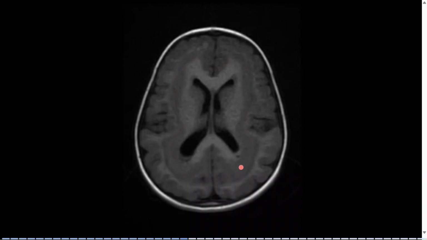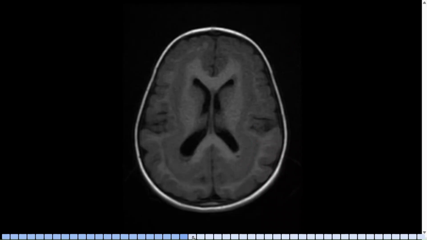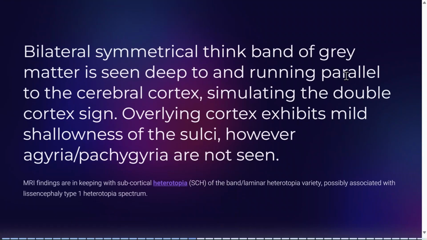So this is a bilateral symmetrical thick band of gray matter, deep to and running parallel to the cortex, simulating the double cortex sign. Overlying cortex exhibits mild shallowness, however, agyria or pachygyria is not visible. So this is called subcortical band heterotopia. What is subcortical band heterotopia? This is also called double cortex.